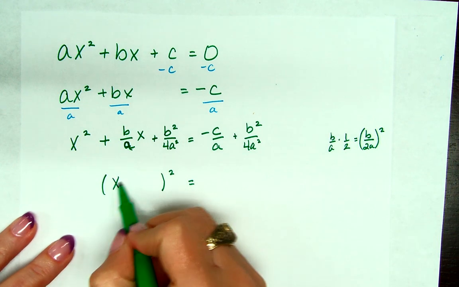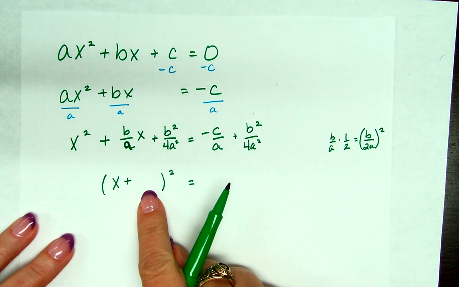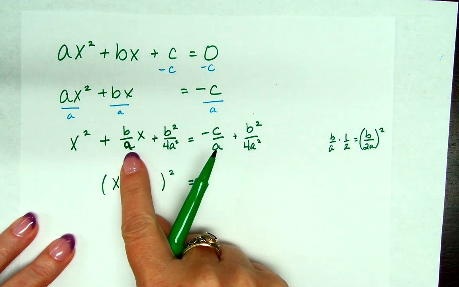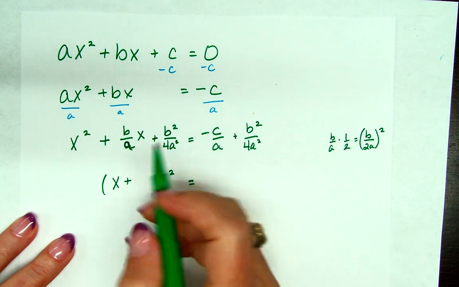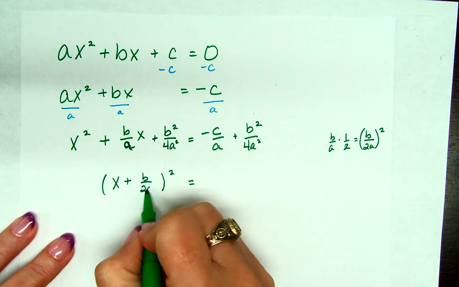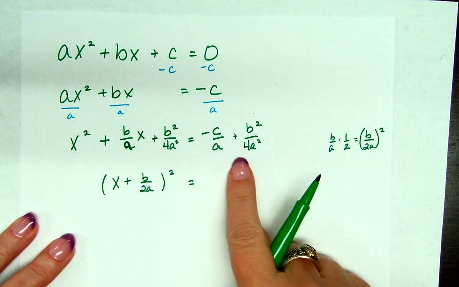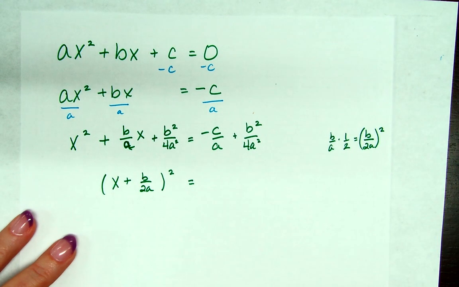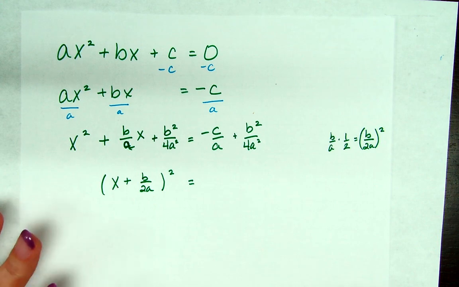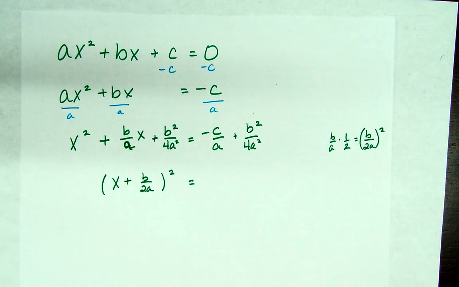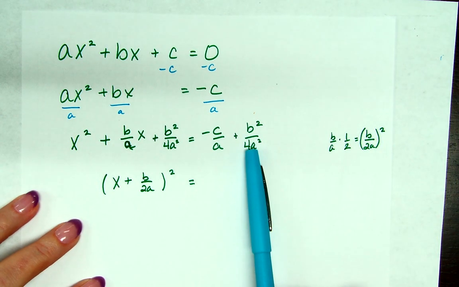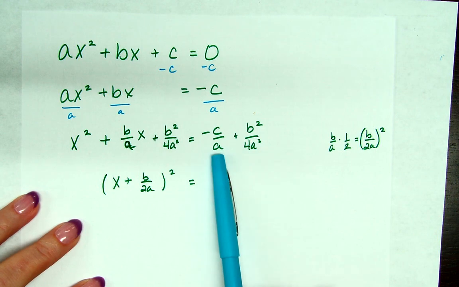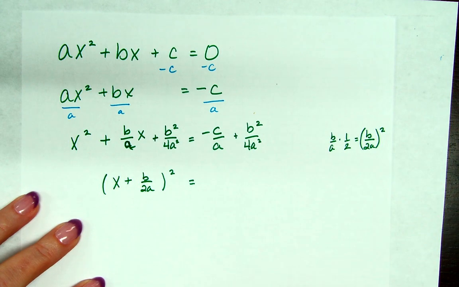Okay, so x plus, what goes in this spot? So either half of this or square root of that. Remember that? So b over 2a. Now on this side, what do I need in order to add fractions? Common denominator, right? What's the common denominator between a and 4a squared? Can I make this become a? No. Can I make this become 4a squared? Yes. So tell me what the common denominator is then.